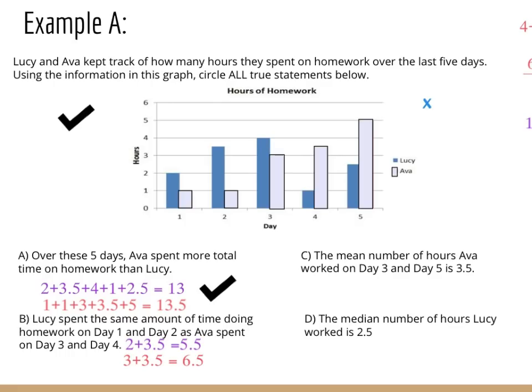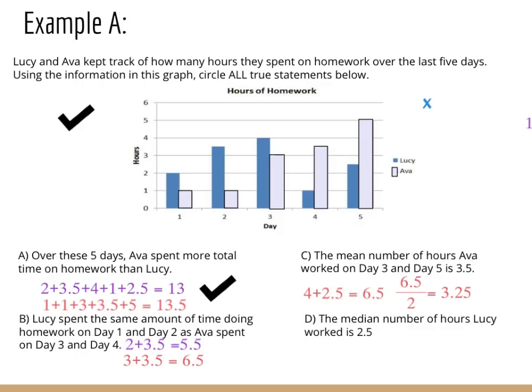Now let's take a look at letter C. The mean number of hours that Ava worked in day 3 and day 5 is 3.5. So we need to find the mean. In order to find the mean, we need to add the numbers up and then divide by the total number that there are. That will give us the average. So this time we're only going to be adding day 3 and day 5. We're going to be dividing by 2. So let's add up day 3 and day 5. So that's 4 plus 2.5. That gives us 6.5. We're going to divide 6.5 by 2. And when we do that, we get 3.25. And 3.25 is not 3.5. So therefore, this statement is not true.